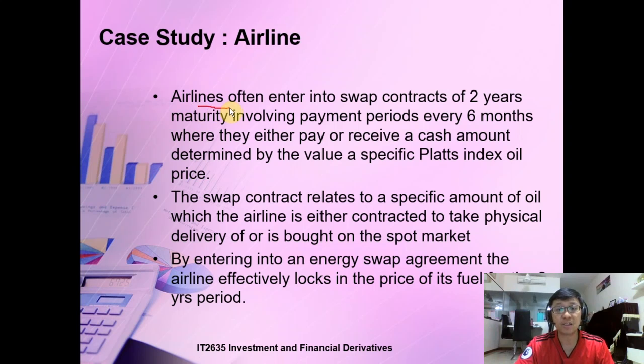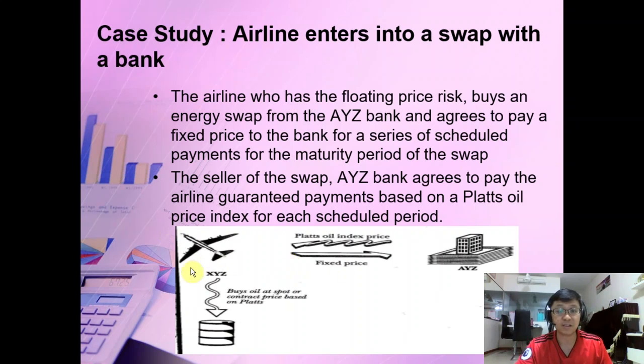So an airline can enter into a swap contract for 2 years, or for 6 months, depending on their comfort period for fixing the price, or how they see the price of petrol, whether it's moving up or trending down. They can determine whether they want to fix the price for 6 months, 1 month, 1 year, 2 years, etc. The swap contract relates to the amount of oil which the airline can purchase and take physical delivery of for their planes. So basically it's like entering into an energy swap agreement. Let's take this scenario further.